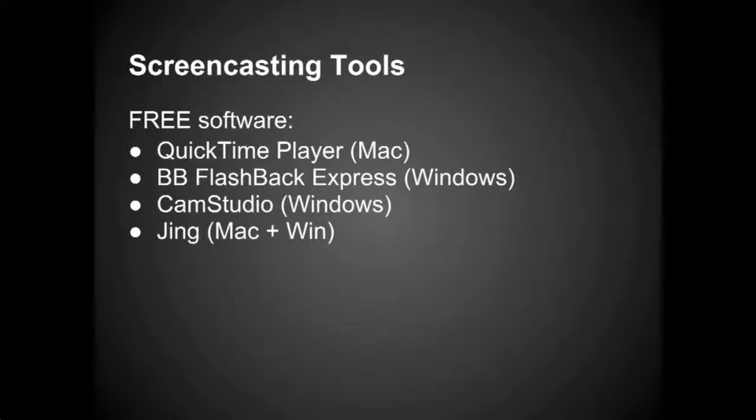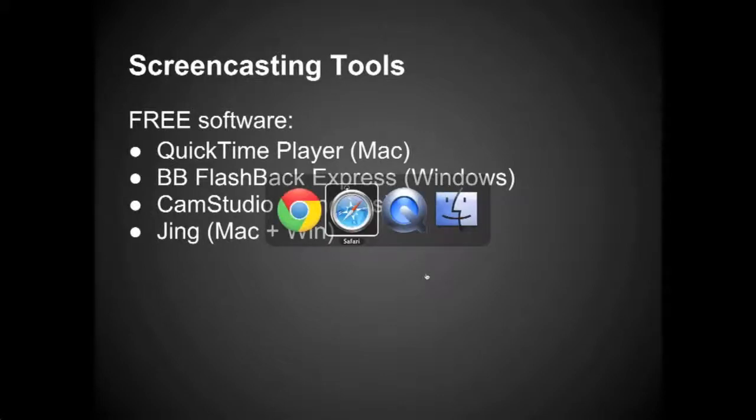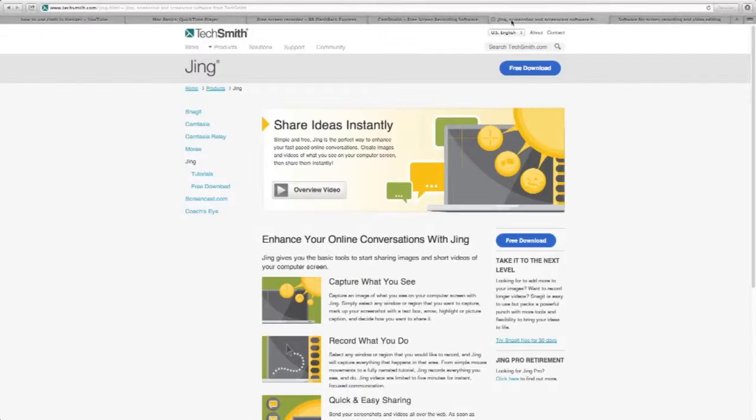It's worse than BB Flashback Express, and you're limited to only 5-minute video recordings. So you can get that at techsmith.com, Jing. You'll see this is what the recording interface looks like, and this sort of stays on your screen and can be moved around, but I find it gets in the way and seems to use up a lot of memory for some reason. So Jing is not my favorite.